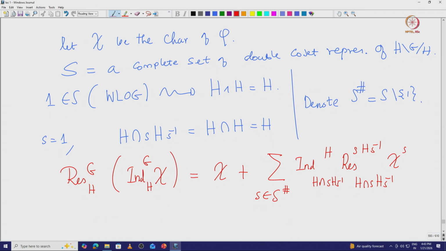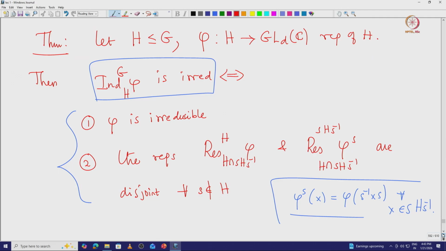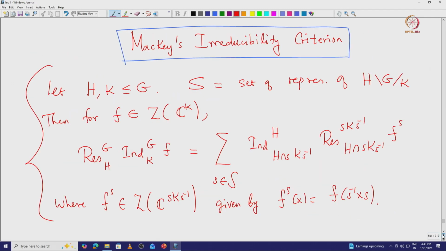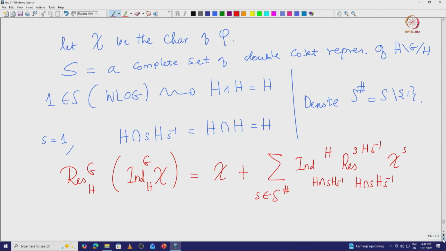So, when S is equal to 1, you can see that this term indeed gets collapsed. When S equal to 1, then this H intersection S H S inverse becomes H, and everything is like induction restriction you are doing from H to H, and induction you are going from H to H. So, you are not really doing anything. So, the character stays as it is, even the twist is trivial twist. So, that is how you are getting chi here. So, this is the formula that we proved before.